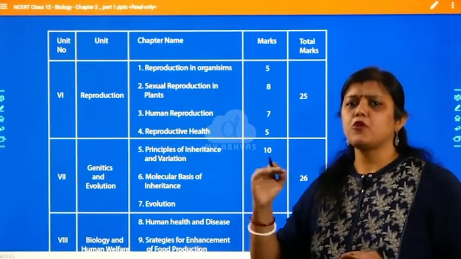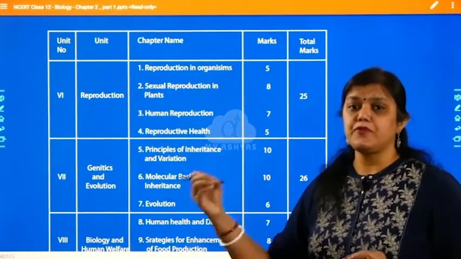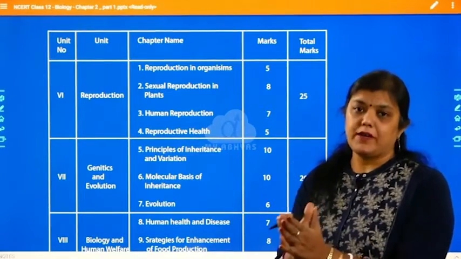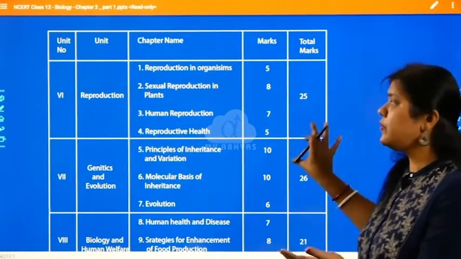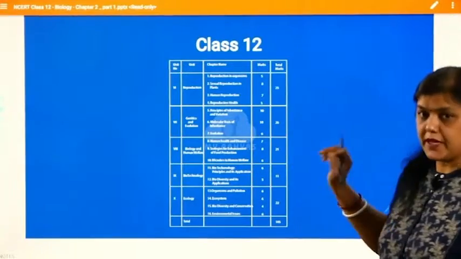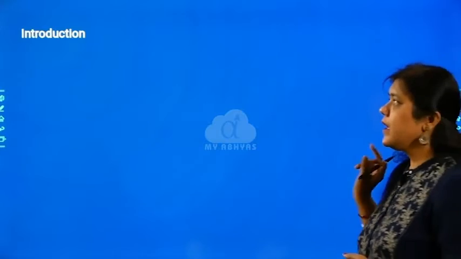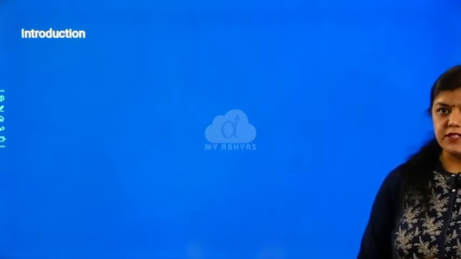Also, we'll be discussing all the possible types of NEET, CET, JEE questions that can come from this particular chapter. We'll be talking about everything over here. Clear? So let us start with the chapter. We'll start with the slideshow over here. Now we'll start with the introduction first.